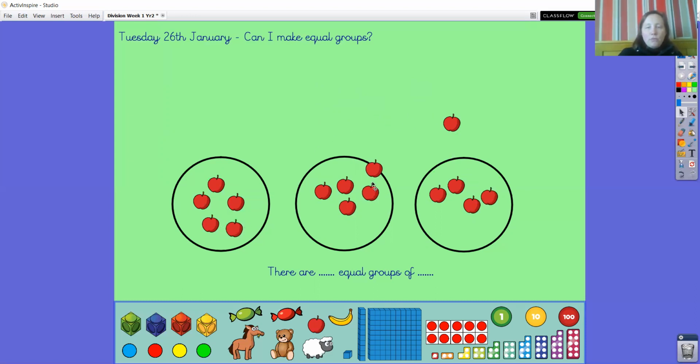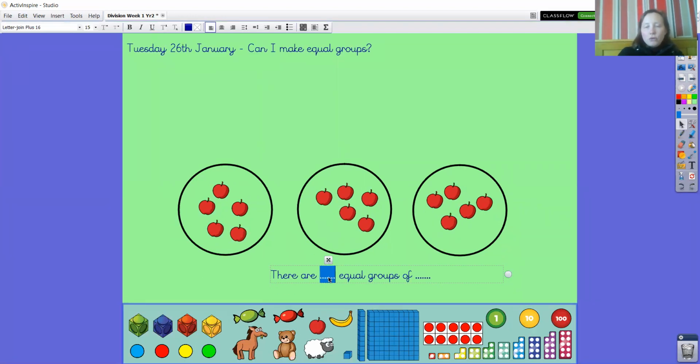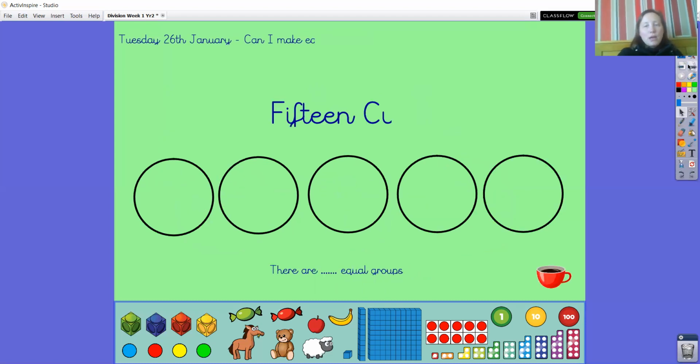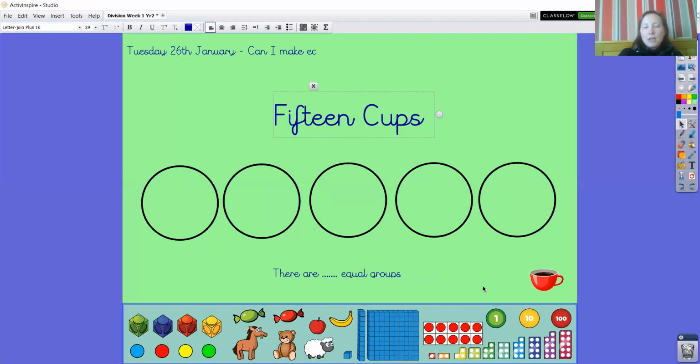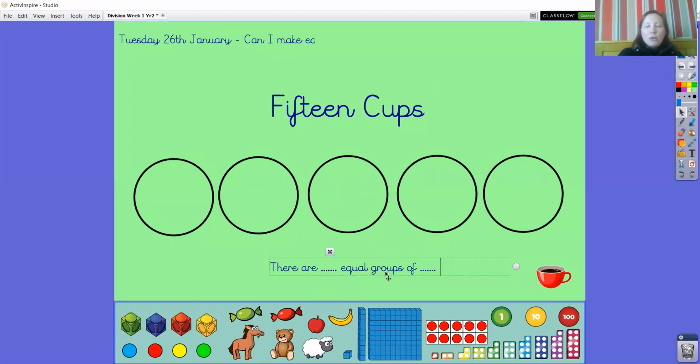Here we go. So I have made, we can finish our sentence down here. So I had 3 circles, so there are 3 equal groups, and in each group are 5 apples. Okay, brilliant. So let's have a look at this one. So I've got 15 cups. Can we put them into equal groups? How many equal groups of how many can you do? Again, you might not have 15 cups, but you could pretend some sultanas or something are cups to help you.